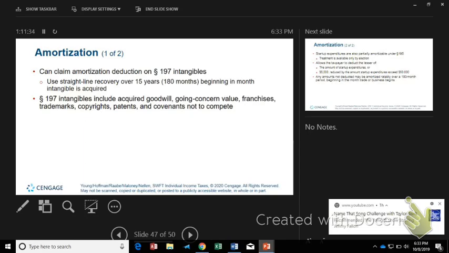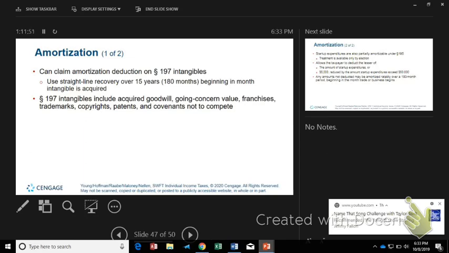And copyrights, besides the fact that it's 70 years past the death of the creator that you're going to start the copyright of it, you don't see a lot of them on the small businesses, but you do see a lot of patents for small businesses. So that you see a lot more of. So that's on the bottom.